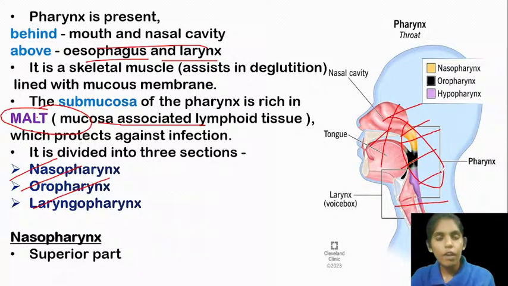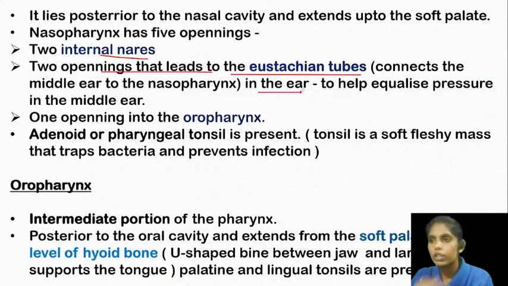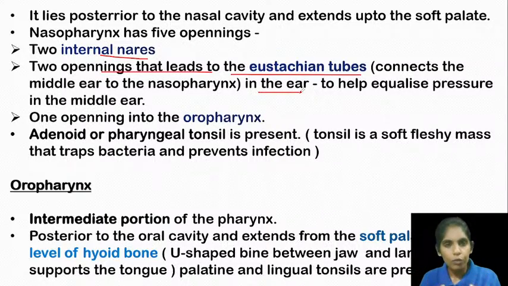Now, the nasopharynx is the superior part, and it lies posterior to the nasal cavity and extends up to the soft palate. Nasopharynx has five openings: two internal nares of the nasal cavity, and two openings that lead to the eustachian tubes in the ear. So I told you that the nasopharynx has five openings, two internal nares and two openings which lead into the eustachian tubes of the middle ear. So there is a connection between the nasopharynx and the middle ear through the eustachian tube.